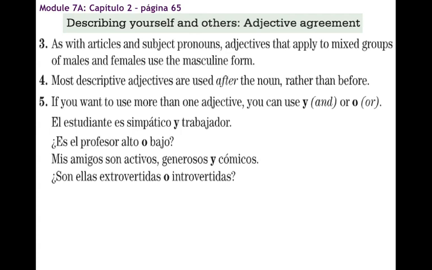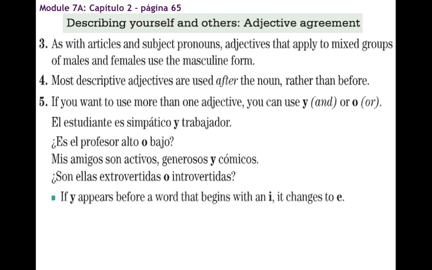I want you to notice something there. Oftentimes, when a question is made, the subject goes after the verb. So take a look at the first question. ¿Es el profesor alto o bajo? You could also say, el profesor es alto o bajo. But oftentimes, in making a question, they flip-flop the subject and the verb. Same with the second question. ¿Son ellas extrovertidas o introvertidas? You could also ask the question, ellas son extrovertidas o introvertidas? But it's a little more natural to flip them and to put the subject second.